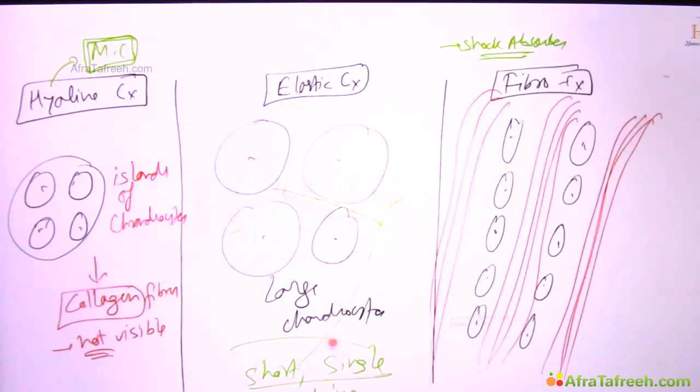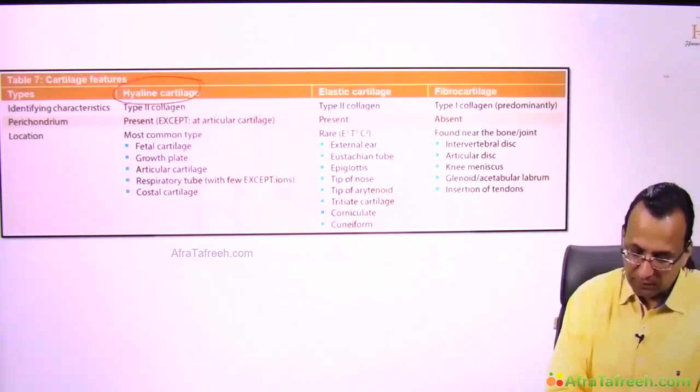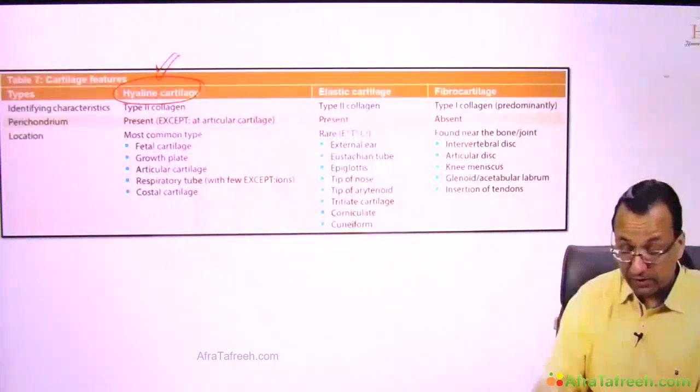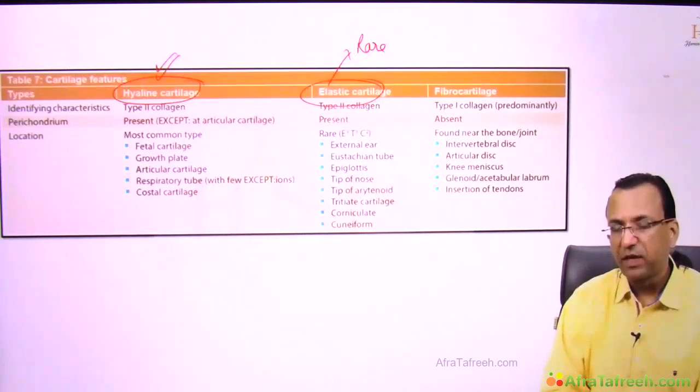Now we want to know more examples of the places where they are present. You have known that elastic cartilage is present in the pinna, the external ear, but I want more examples. If you want more examples, let us proceed further. You will see this table now, which tells which is the most common: hyaline. And what about the elastic cartilage? It is the most rare cartilage. And then you have examples of fibrocartilage also.